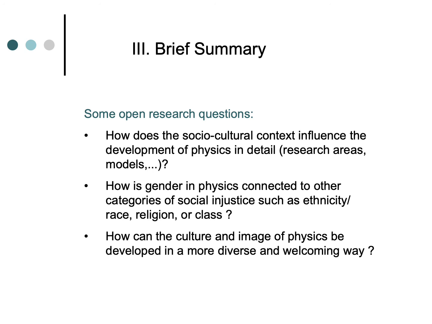So gender, related to the sex, body, gender system of a society, is not the only category, but we have to keep in mind that a person could be discriminated because he is handicapped or black or poor or whatever. So gender is not the only category we should look at. And third, how can the culture and image of physics be developed in a more diverse and welcoming way? So how can we change our understanding of physics and the climate in physics so that it's more diverse and welcoming? So these are interesting research questions.